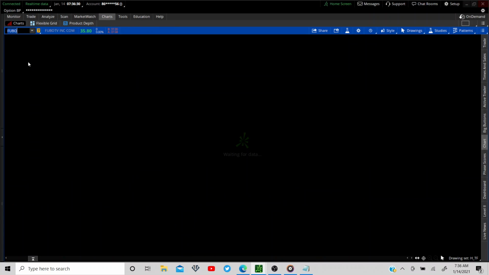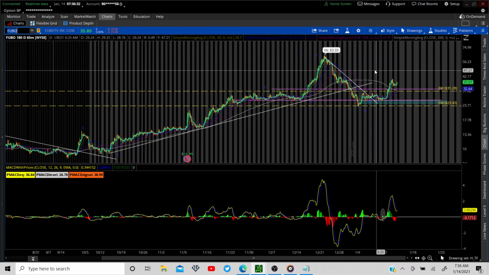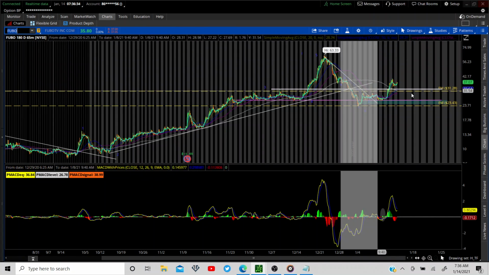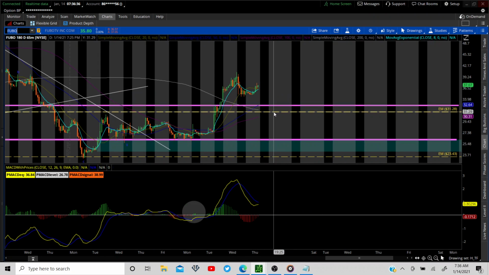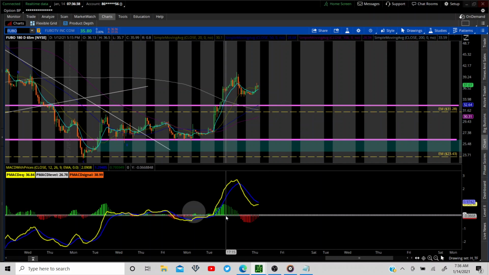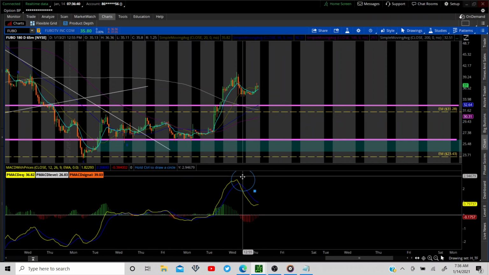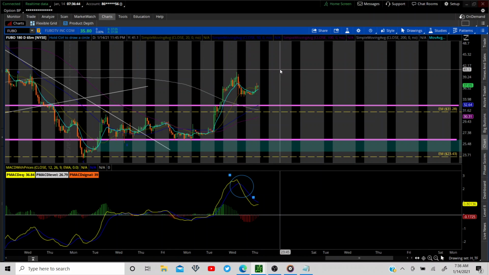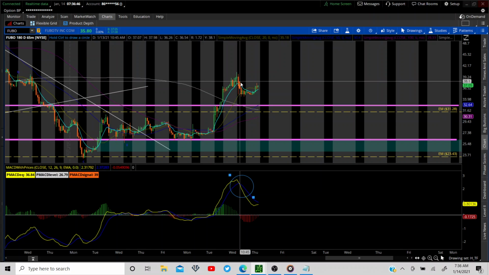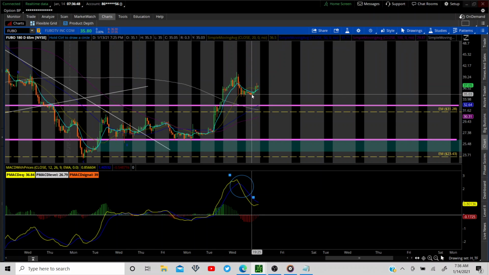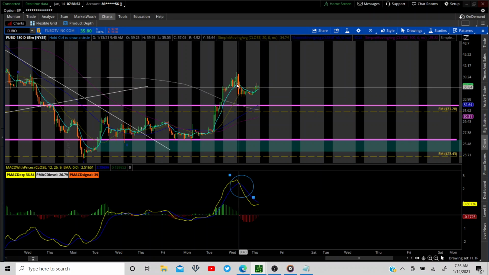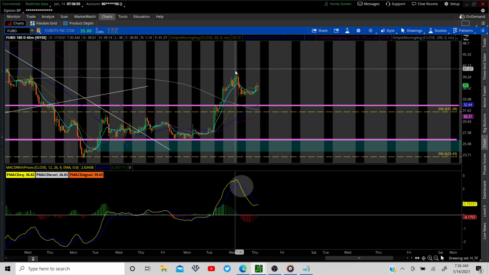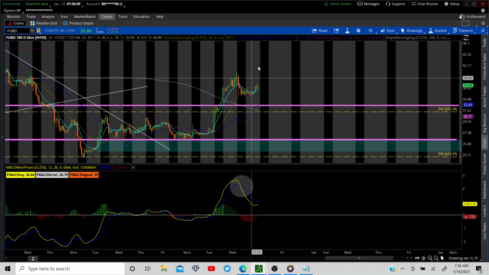Fubo has been amazing here for us. Fubo is way past its expected move. It's just exceeding all expectations. We caught this whole thing, rolled our positions out to next week. It pulled back. We're not going to go on the lower time frame here, but this may be all it does. This may be its whole pullback and going for higher highs.